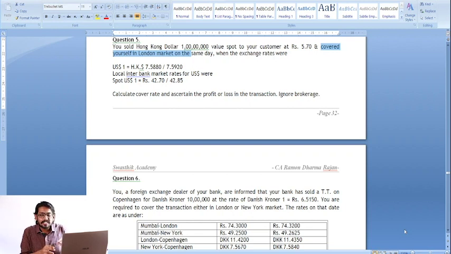Covered yourself means you bought from the London market on the same date when the exchange rates were 1 US dollar to Hong Kong dollar 7.5880 to 7.5920, and local interbank rates for US dollar so and so. Calculate the cover rate. These are the interbank rates in London. You bought from London, and in London these are the rates. What is the cover rate?